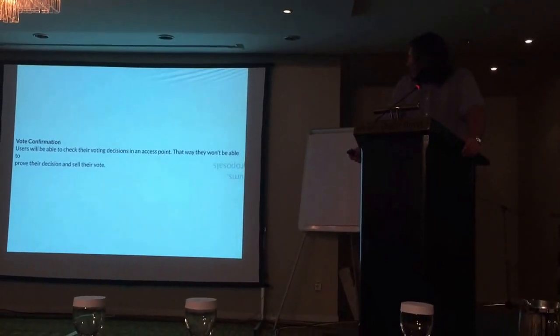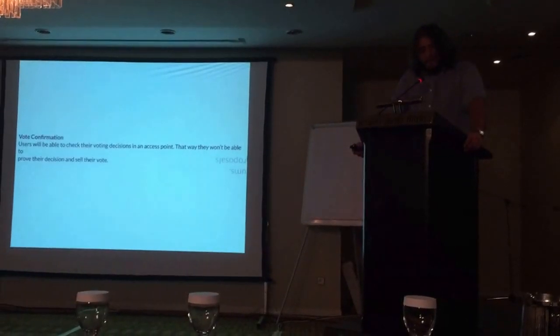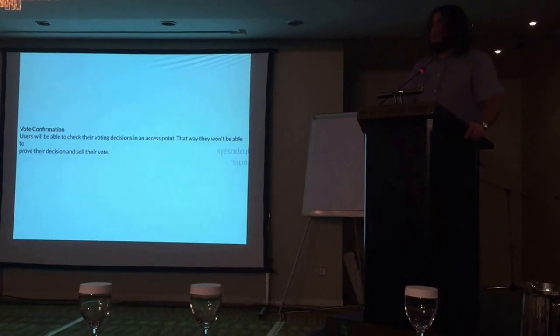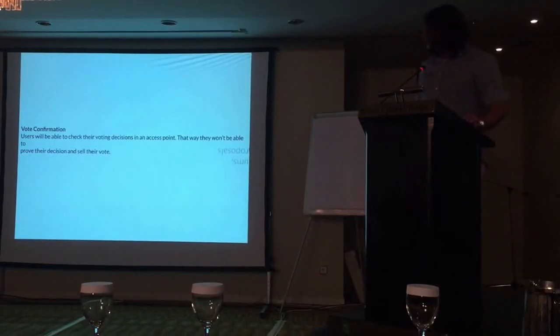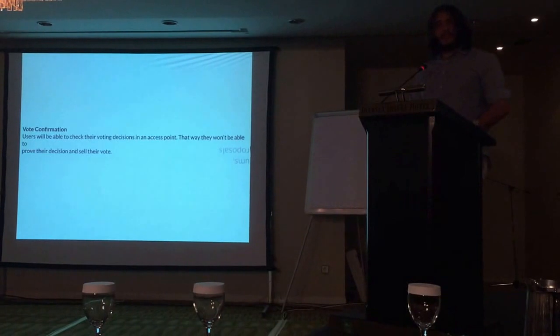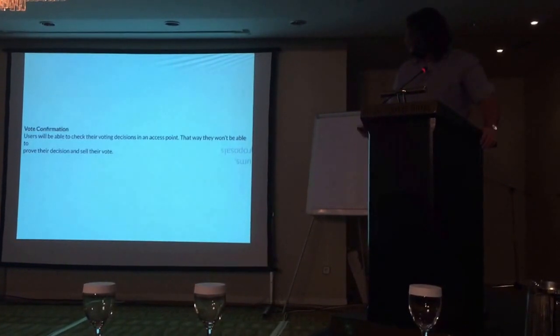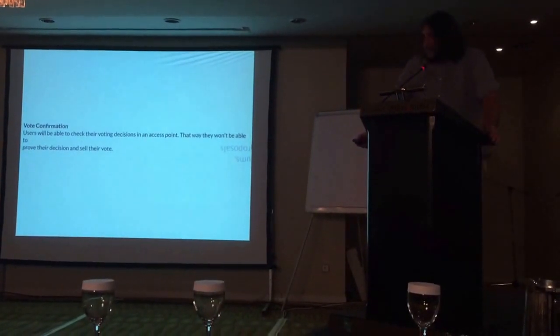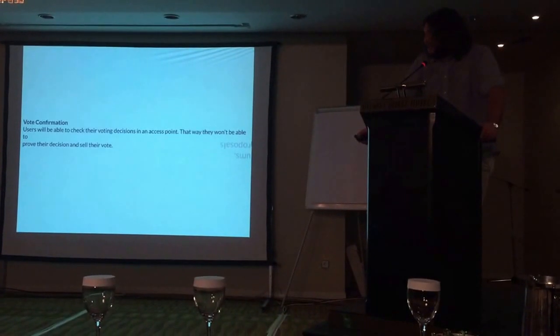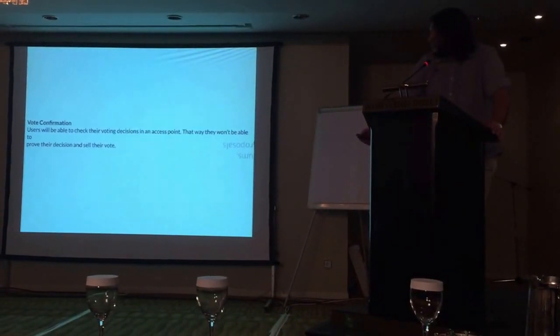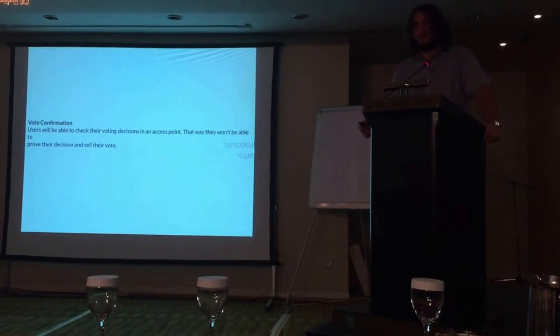And the solution that we came up with is that users will be able to verify what they voted through a special access point, such as a university computer room or a library, where the users will have access to the system. That way, through a specially modified computer, he will be able to prove their decision and not sell his vote, and not have a print screen or sell his vote.